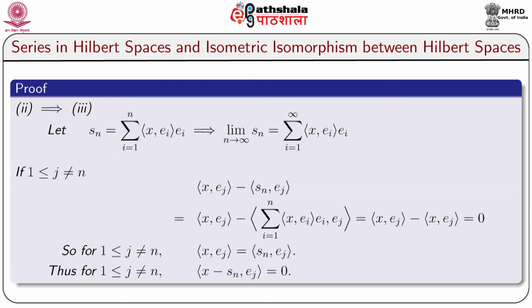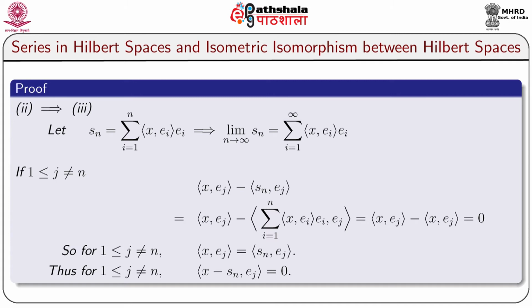Now, we shall show 2 implies 3. Let small sn equal to sigma i equal to 1 to n inner product x comma ei into ei. This implies limit n tends to infinity sn equal to sigma i equal to 1 to infinity inner product x comma ei into ei. If 1 less than or equal to j less than or equal to n, inner product x comma ej minus inner product sn comma ej is equal to inner product x comma ej minus inner product sigma i equal to 1 to n inner product x comma ei into ei comma ej, which is equal to inner product x comma ej minus inner product x comma ej, which gives 0.